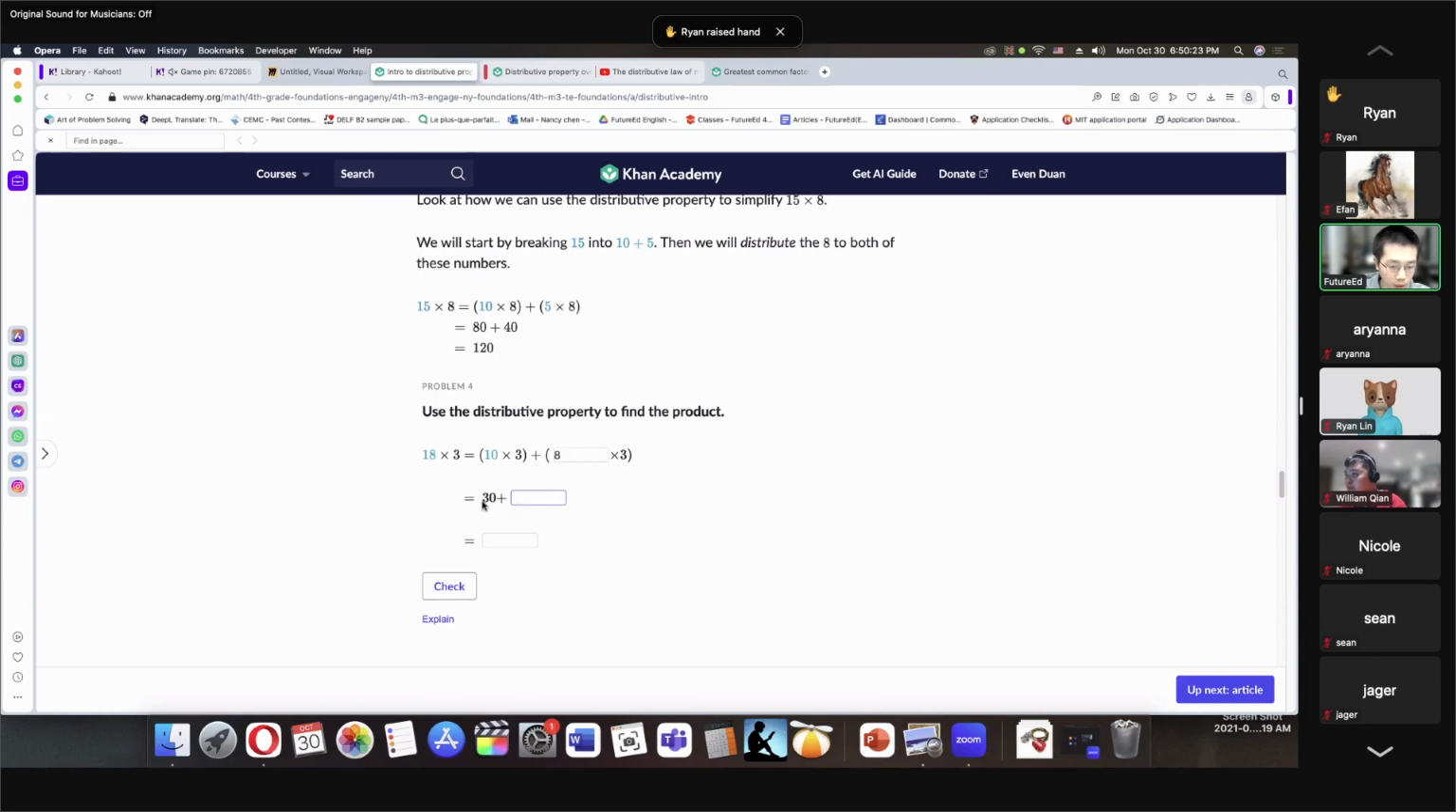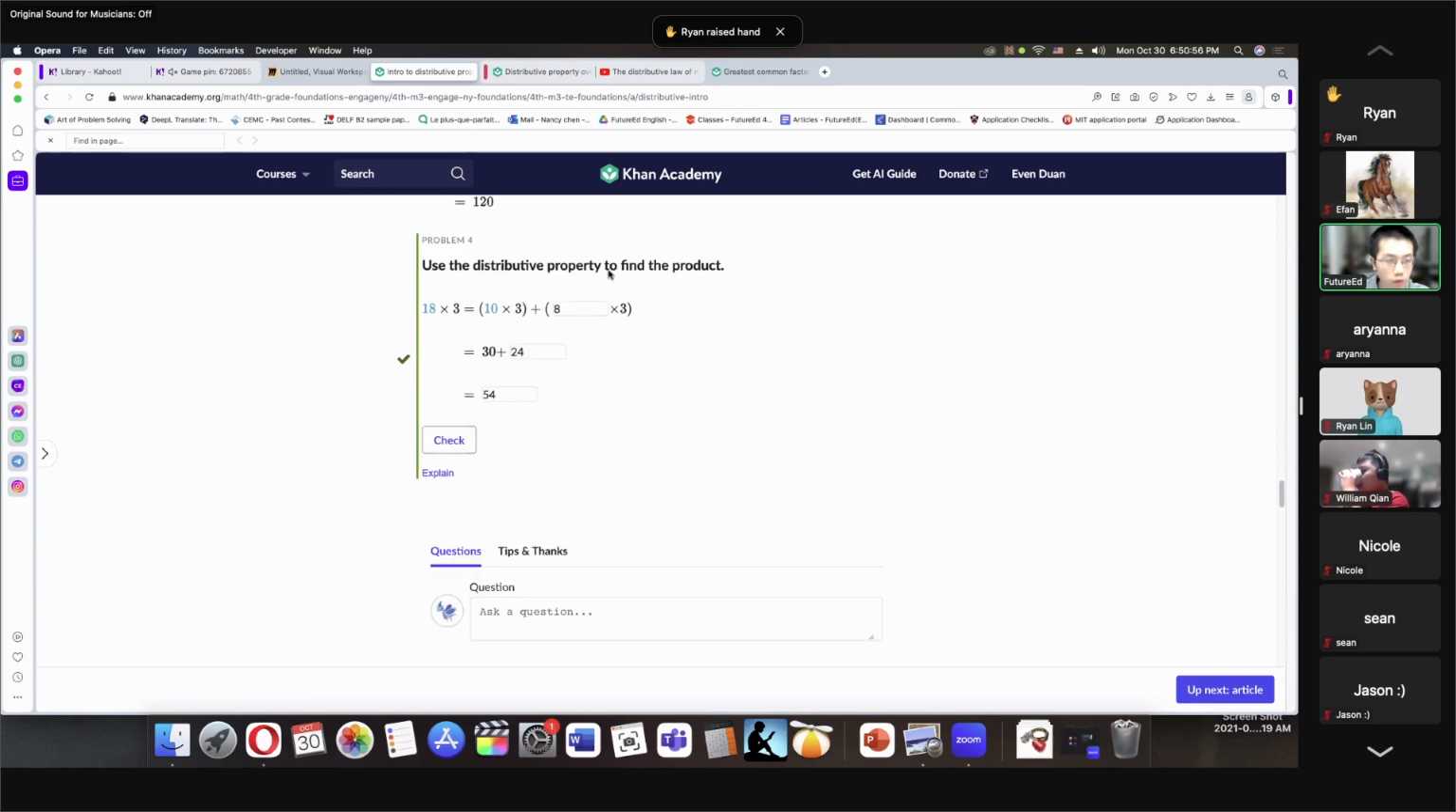How would we continue simplifying it? So what's the next blank? It's the same as 30 plus what? What is 8 times 3, Ariana? 24. Good. So 30 plus 24, the final answer is 54. Thank you. So the answer is indeed 54.